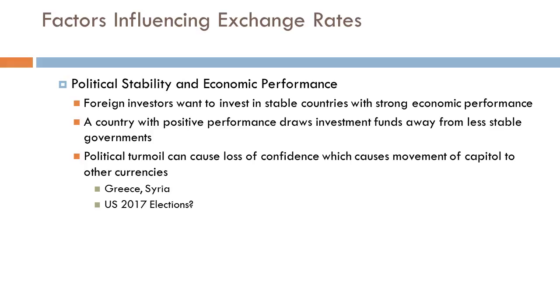Political stability and economic performance influence exchange rates because foreign investors want to invest in stable countries with strong economic performance. A country with positive performance draws investment funds away from less stable governments. Political turmoil can cause loss of confidence, which causes movement of capital to other currencies, as is the case in Greece and Syria. Another thing to think about is what the 2017 United States elections might do to influence foreign exchange rates.